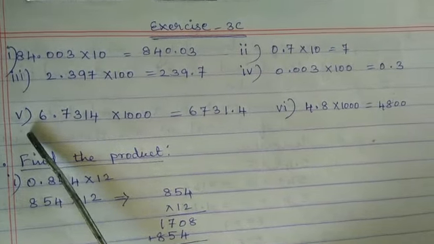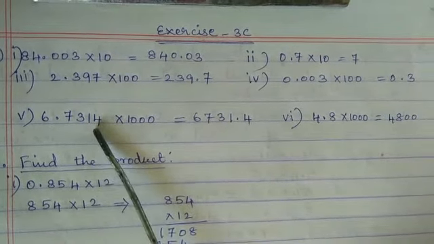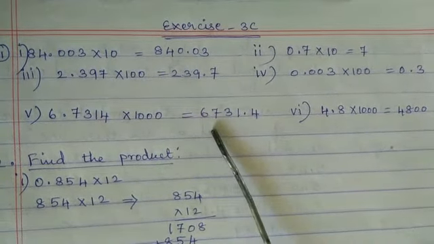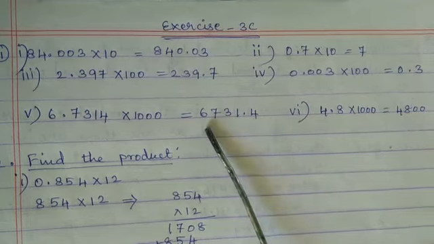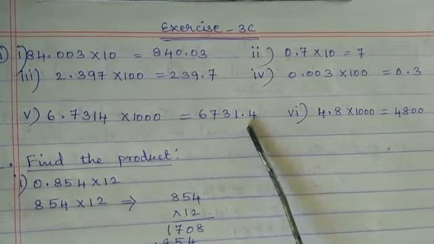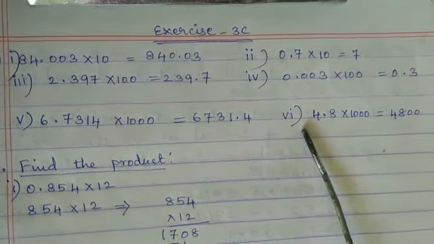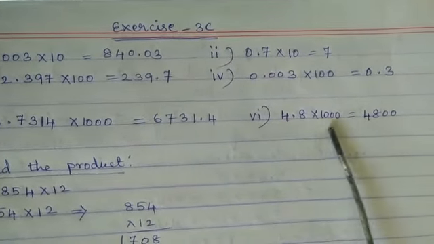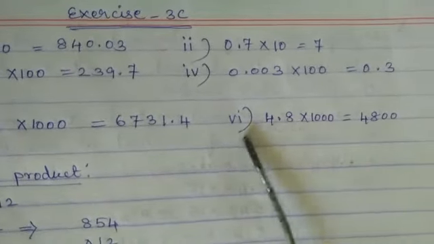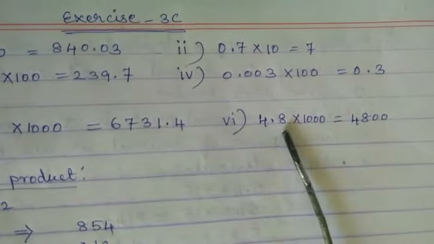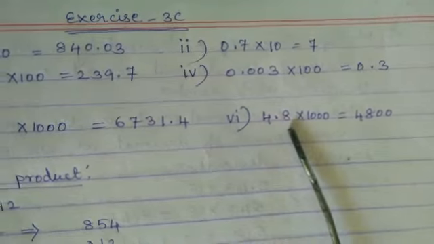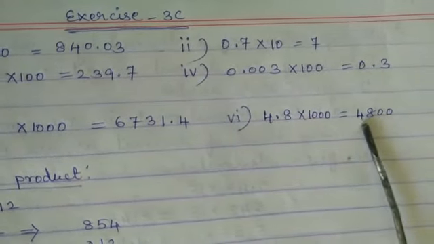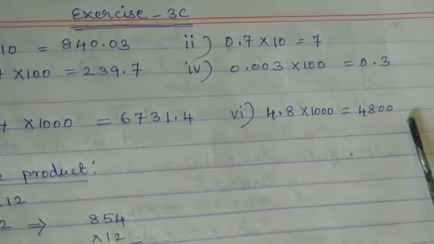Question number 5. 6.7314 multiplied by 1000. So the same process, the product will be 6731.4. Number 6. 4.8 multiplied by 1000, that is 3 places we have to join with the whole number. So only one place is here after the decimal point. So we need 2 more places. So we will add 2 zeros with the whole number, that is 4800.